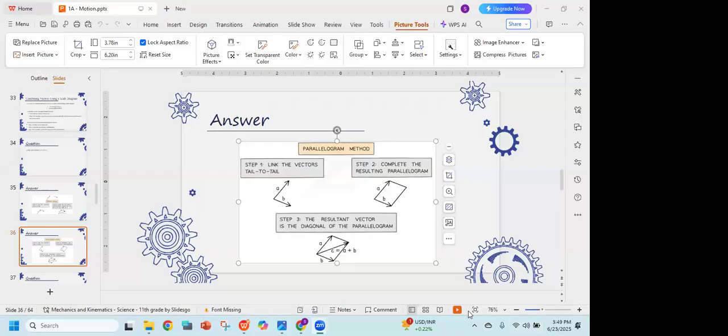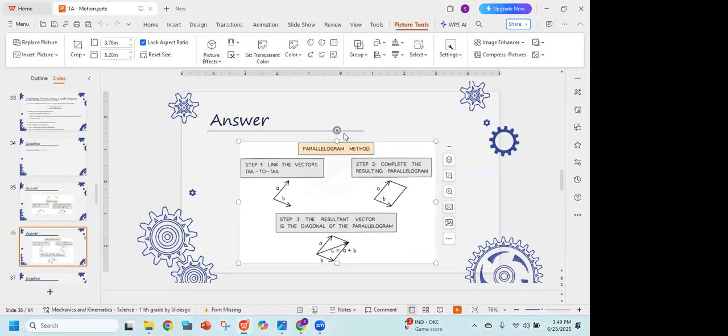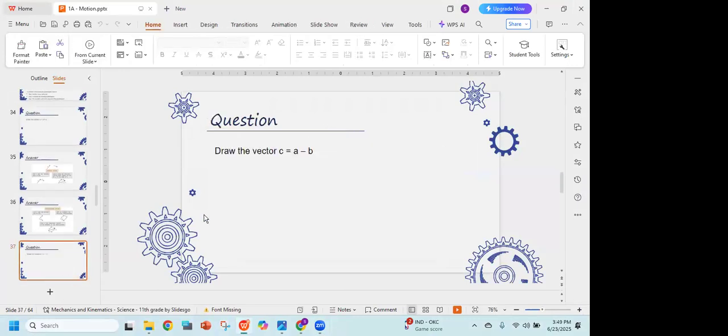Okay, so coming back to the lesson. Yeah, so this is what we're talking about, the parallelogram method. Is it clear? Okay, so moving on. So now there's a question over here.